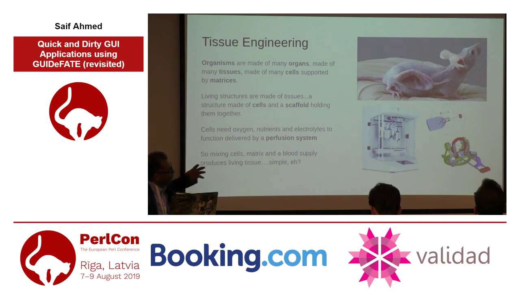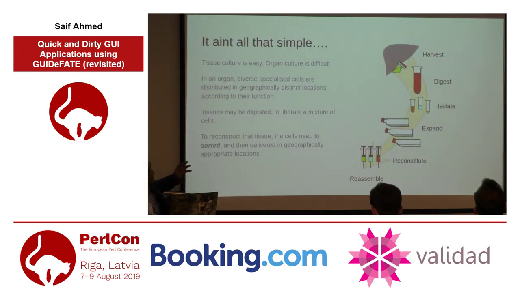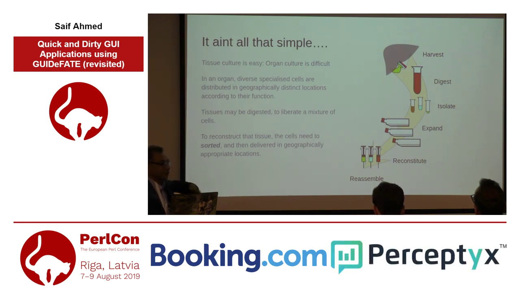Essentially, all these tissues also need a perfusion system as well, but that's a different story. So it isn't all that simple, you might think. When you take a bit of an organ and chop it up and then digest it, removing the collagen matrix, you liberate the cells, but these are a mixture of cells. I separate those cells and culture them separately, expand them, and then reconstitute them with some kind of jelly, some kind of collagen, and then reassemble them into an organ. That might work, but it hasn't been done yet, but that's what our goal is.